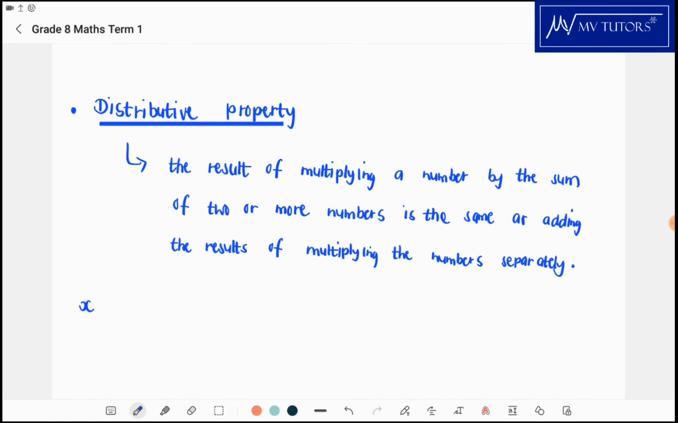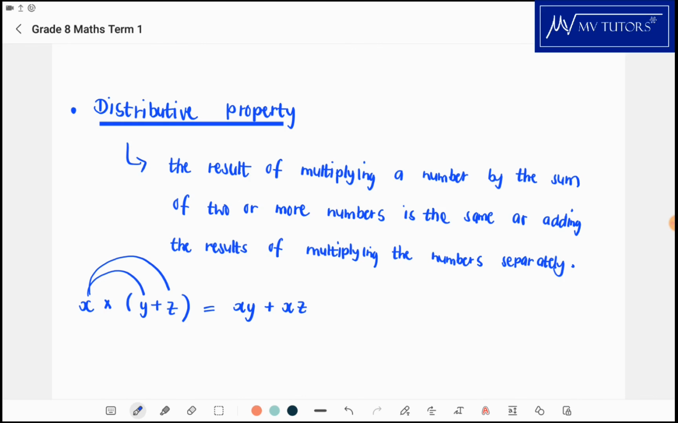So if we say x, the result of multiplying a number by the sum, so I'm going to multiply it by a sum, let's say y plus z, of two or more numbers. The result of multiplying a number by the sum of two or more numbers is the same as, so it's equal to, adding the results of multiplying the numbers separately. So it's the same as multiplying the numbers separately: x times y plus x times z. This is what this rule is saying.